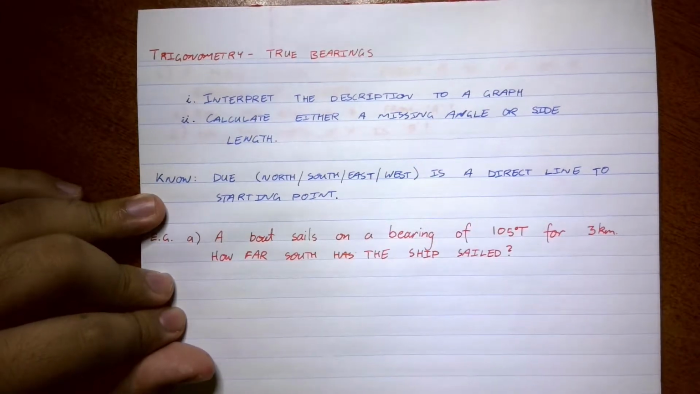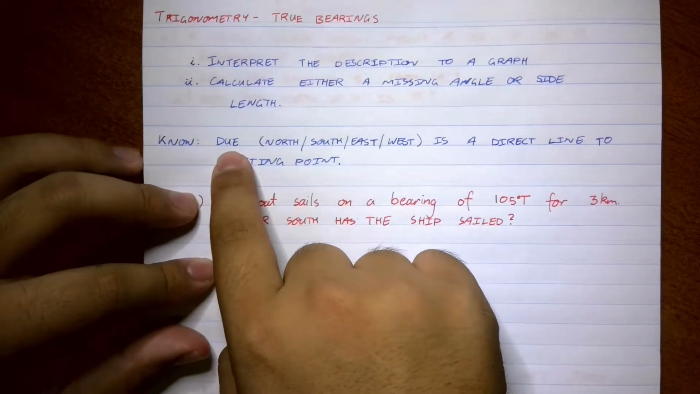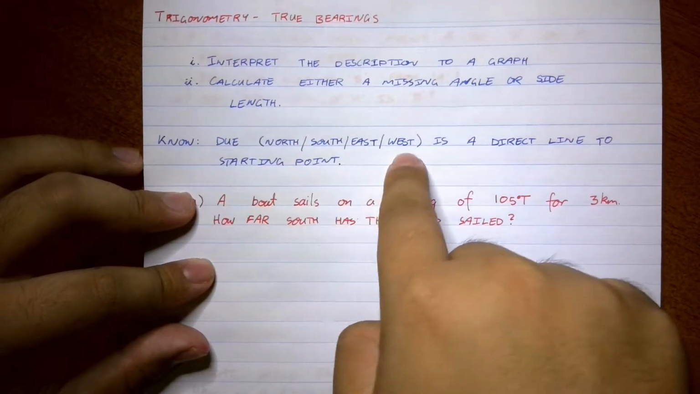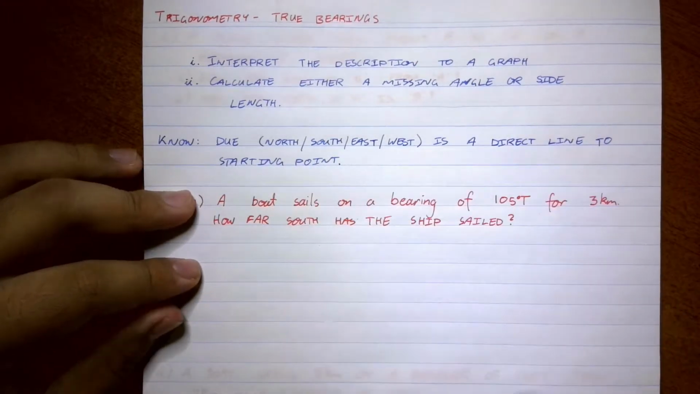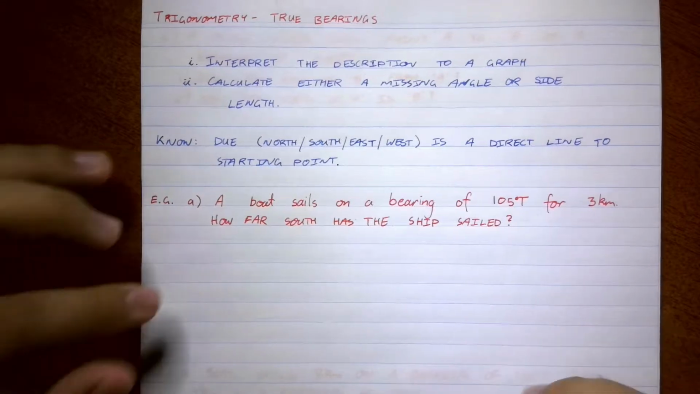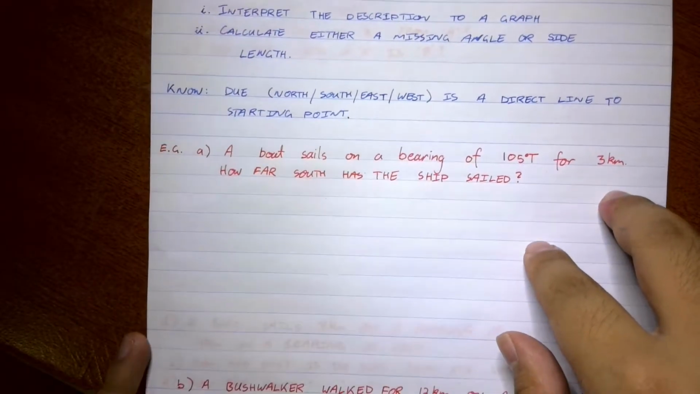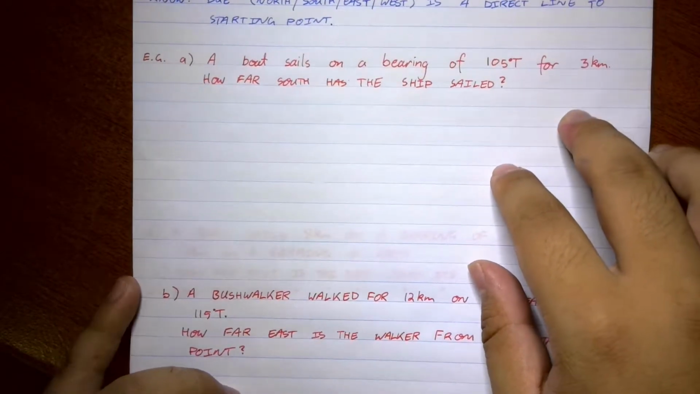The thing that we have to know is, whenever you hear or read due north, due south, east or west, it means a direct line to the starting point. And this will make a lot more sense as we do a few examples here. So here we go. Example A.